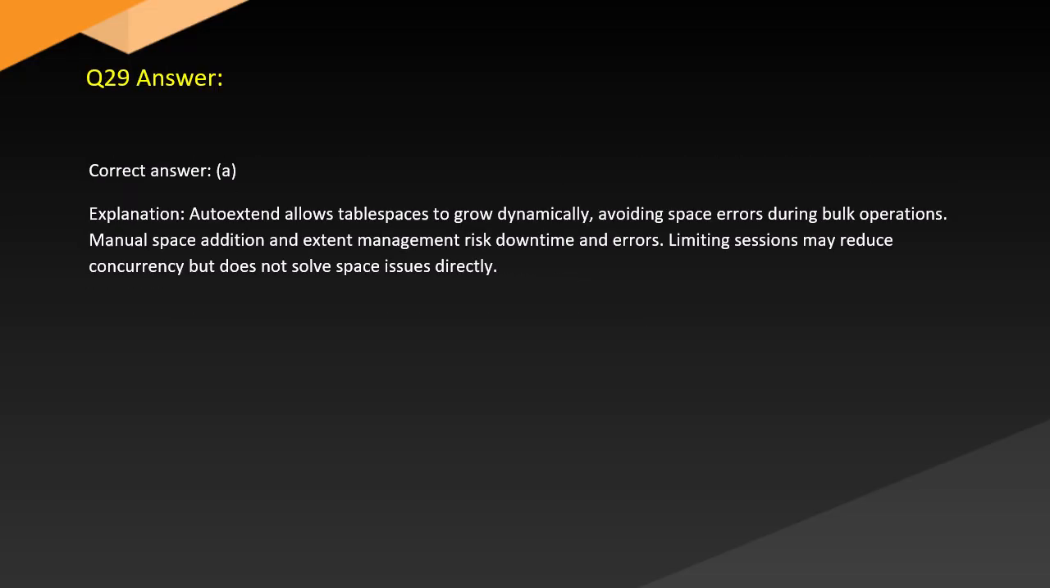Answer. Correct answer: A. Explanation. Auto-extend allows tablespaces to grow dynamically, avoiding space errors during bulk operations. Manual space addition and extent management risk downtime and errors. Limiting sessions may reduce concurrency but does not solve space issues directly.